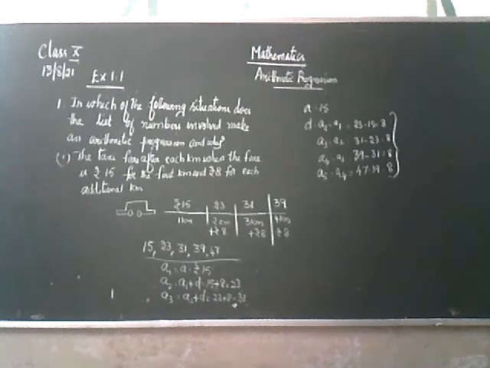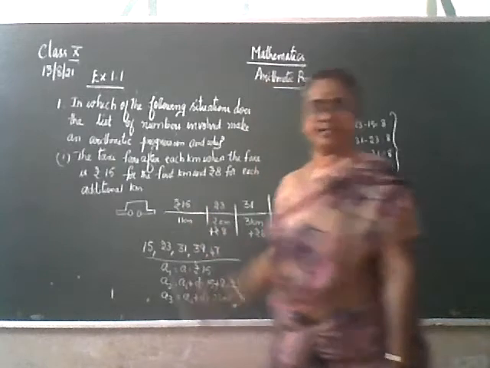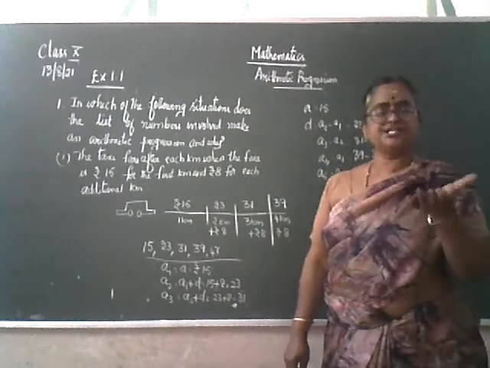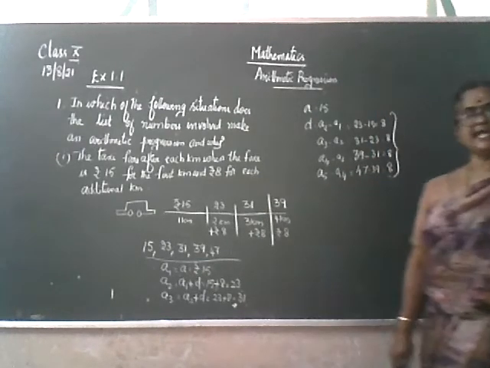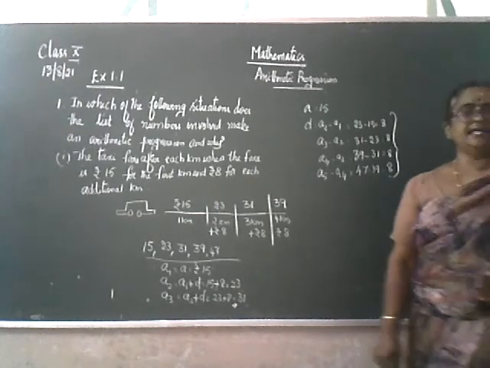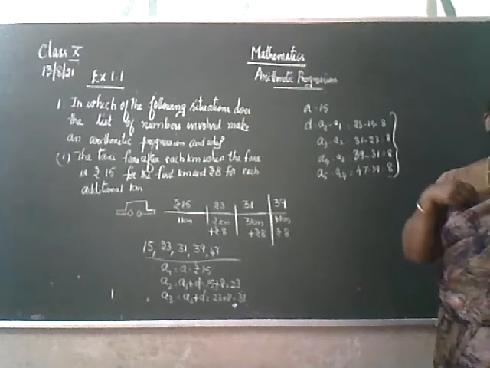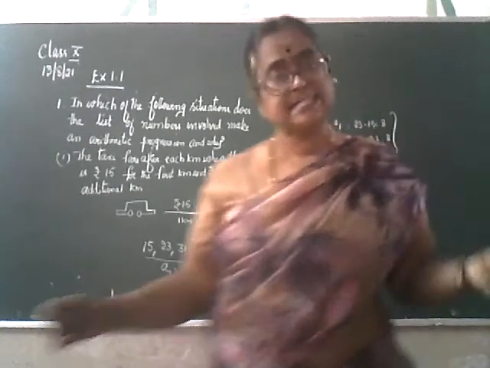It is in AP, because the common difference is the same. Okay, understood now? So understand the statement first, then only you can answer it. So in the first kilometer, the fare is rupees 15, and for every additional kilometer rupees 8 is to be included. So 15 plus 8, 23. 23 plus 8, 31. 31 plus 8, 39. From there itself you know the difference is 8. So it is in AP because the common difference is the same. Okay.